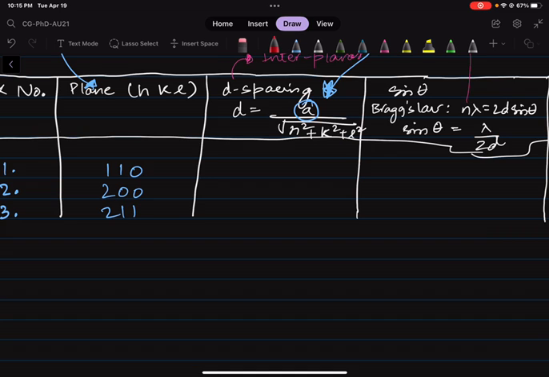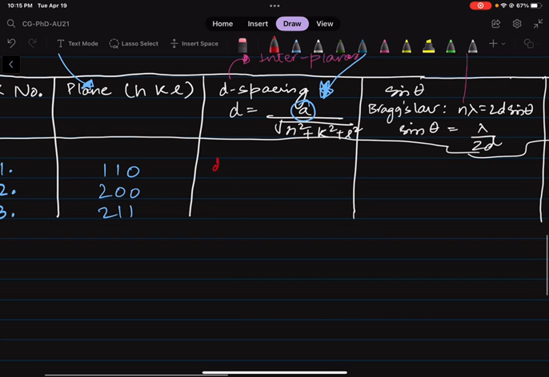So what that will give you is that you will get D1, D2, and D3 from here. And again, just if you're still confused, the D1 will be nothing but A divided by root of 1 squared plus 1 squared plus 0 squared. And similarly, D2 will be A divided by root of 2 squared plus 0 squared plus 0 squared. D3 will be A divided by root of 2 squared plus 1 squared plus 1 squared. So using this, you can get the 3 different D spacings, D1, D2, and D3.